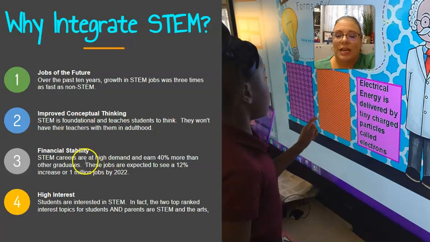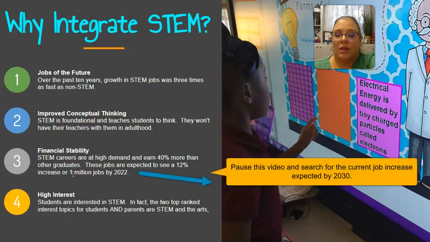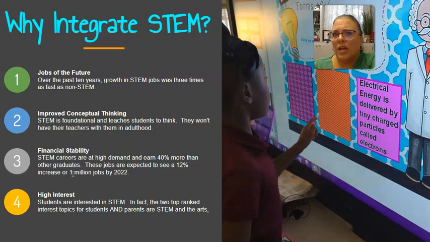Financial stability. You'll notice here that the jobs that are STEM related are expected to see a 12% increase, or 1 million jobs by 2022. You'll also notice it's a real high demand. These graduates earn 40% more than other graduates. There's a huge interest, and this isn't just for students, it's also for parents. They want their students to be participating in STEM.